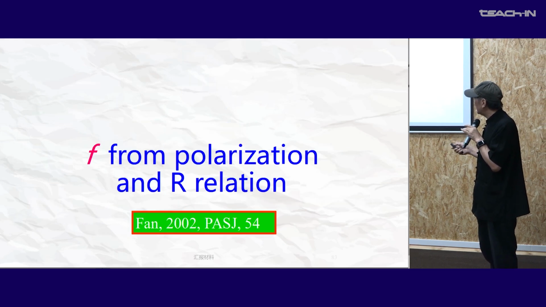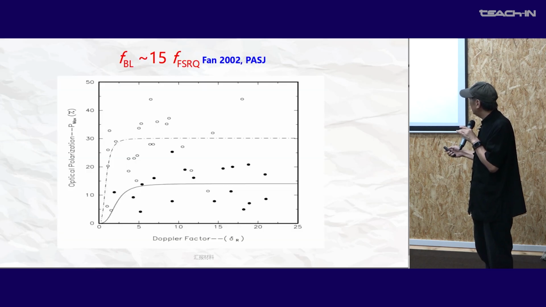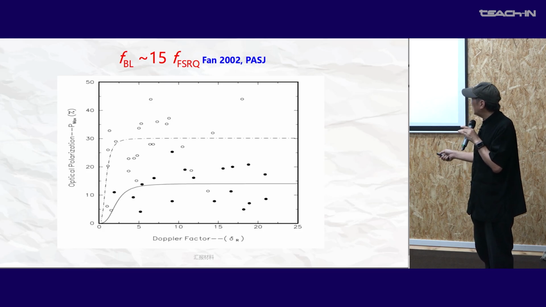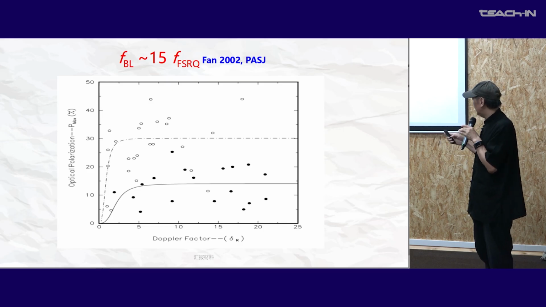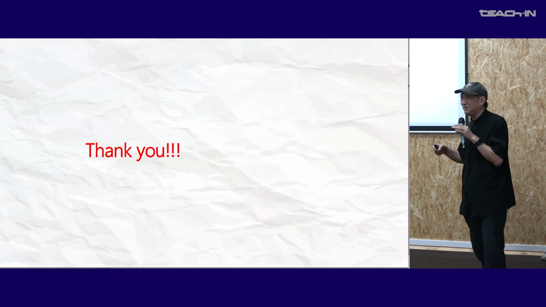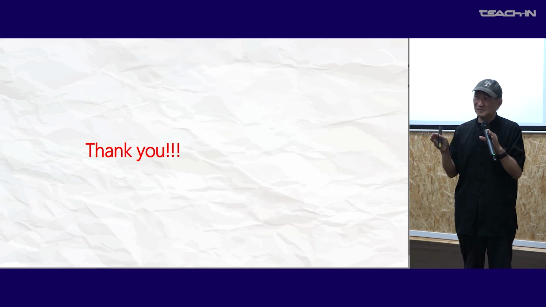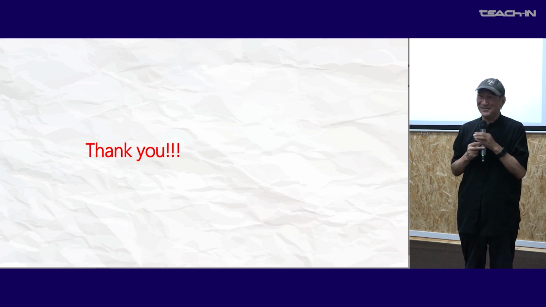We can also get the F from the polarization and R relations in this way, because when we consider the optical polarization against Doppler factor, we get this for FSRQs and this for BL Lac objects. We can also get that F for BL Lacs is larger than FSRQs. Also, I think we can use the F difference to explain the difference in emission line between BL Lac objects and FSRQs. I think I finished my talk here. Thank you again.